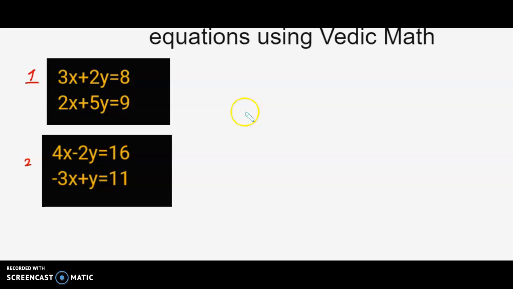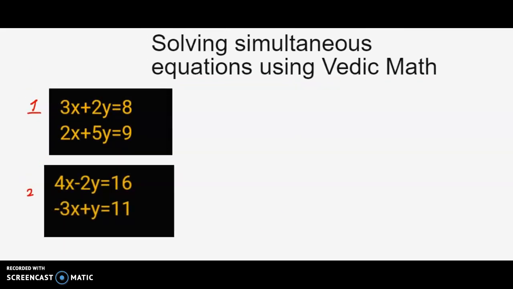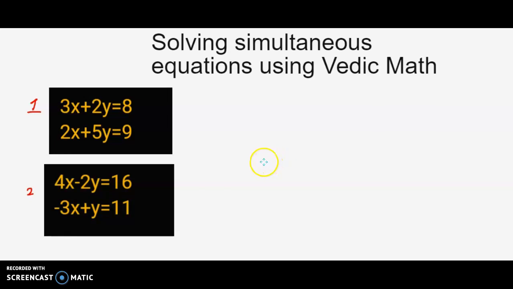In today's class, we are going to learn how to solve simultaneous equations using Vedic maths. As you can see over here, our question number 1 is 3x plus 2y equals 8 and 2x plus 5y equals 9.